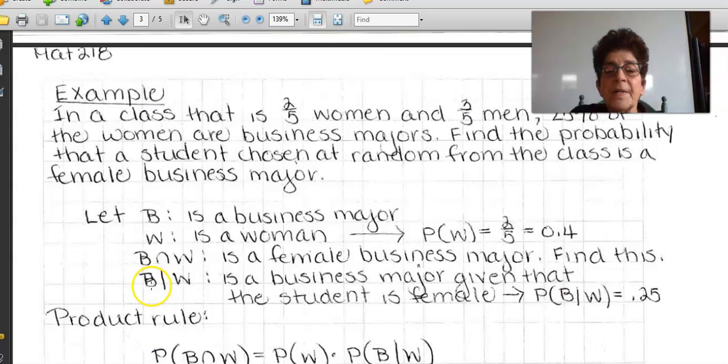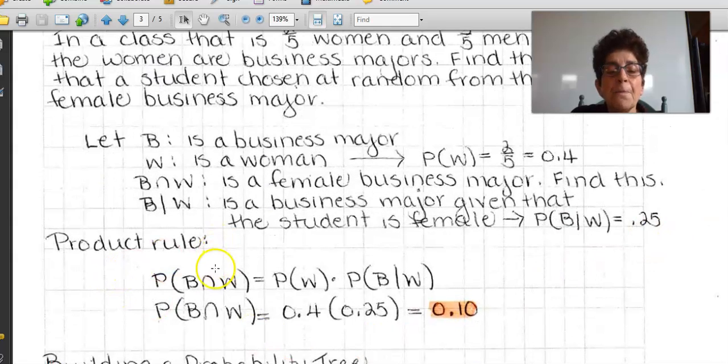And we're given that 25% of the females, the women, are business majors. That's the probability of being a business major given that you're a woman, and that's given as 0.25, 25%. So these are the values that are given in the problem.